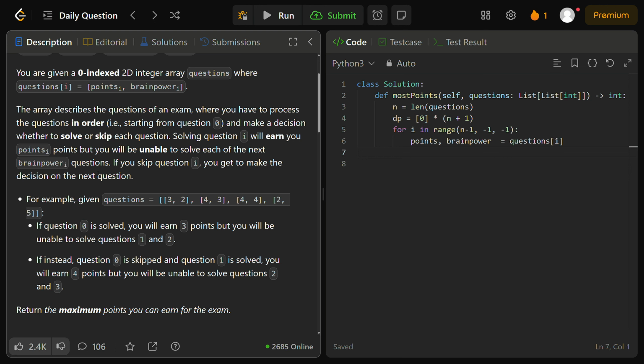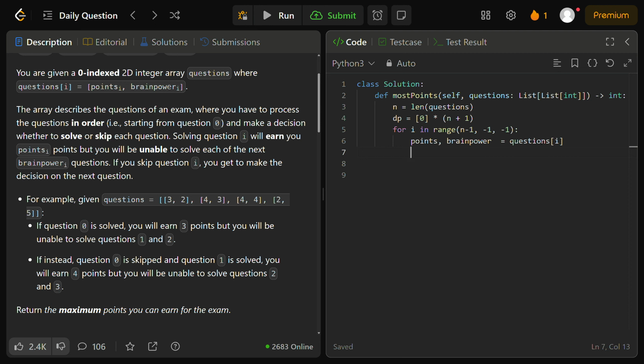We're simply extracting those values for the current question, where again, points is the number of points that we get if we solve the question, if we choose to solve it, and the brain power is the number of questions that we skip if we choose to solve this question. This is just simply going to help us make our choices, which is what the next part of this solution is going to be.